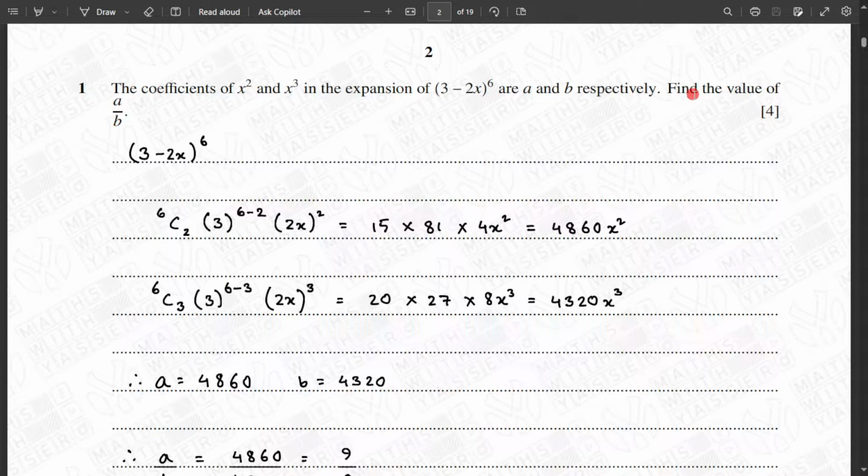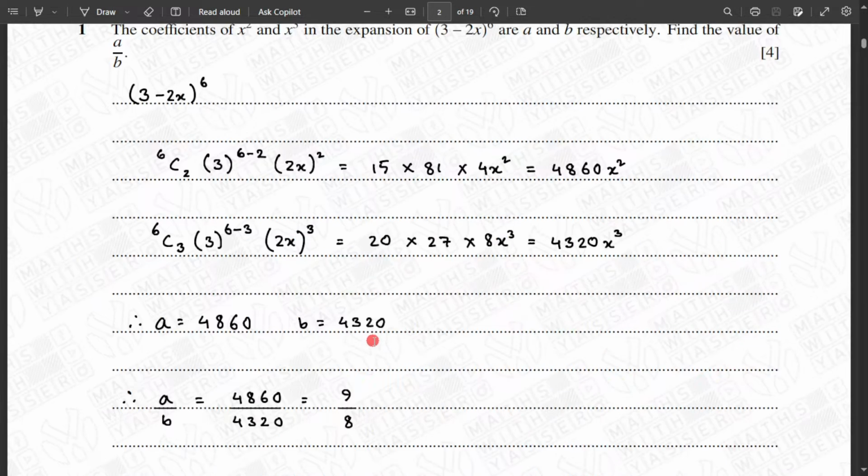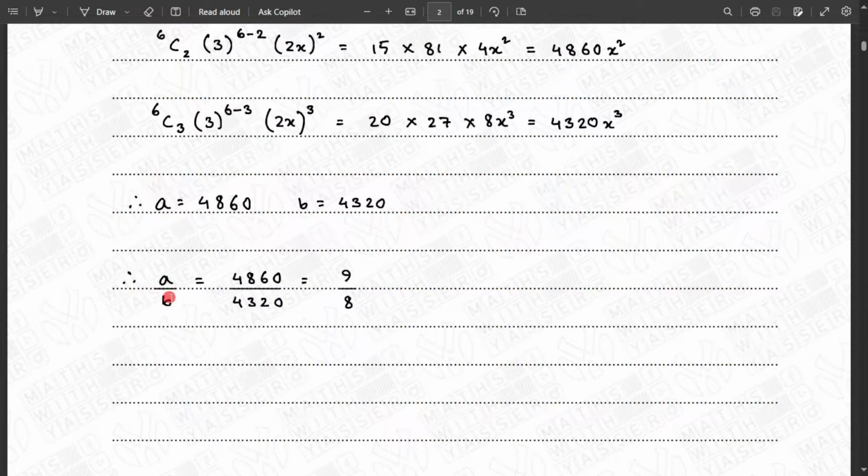And they are asking us to find the value of a over b. That means a over b should be 4860 over 4320. Simplifying it further will give us 9 over 8.